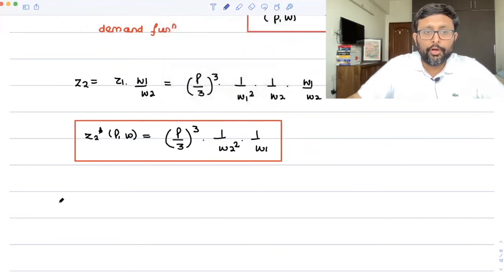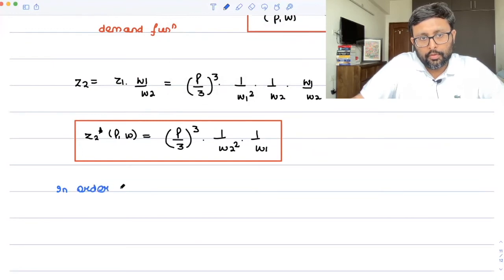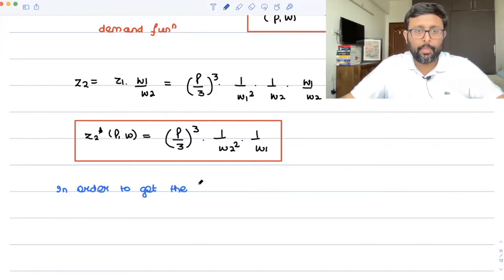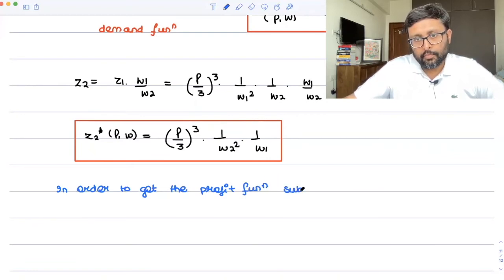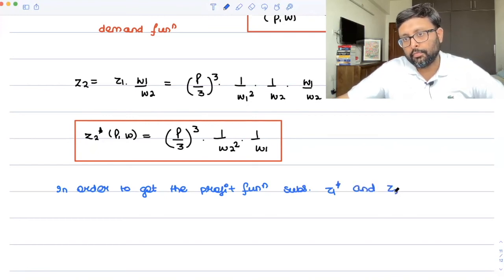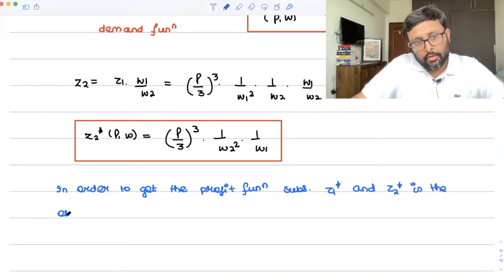Okay. Now what you can do, in order to get the profit function, is substitute Z1 star and Z2 star, these unconditional input demand functions, in the objective function of profit maximization.